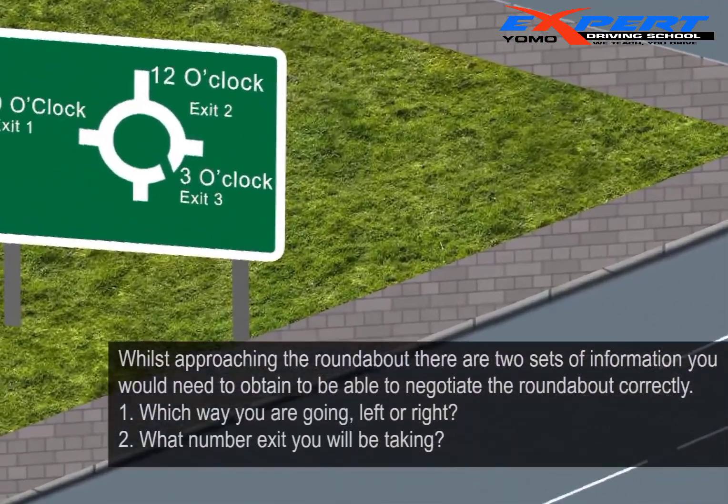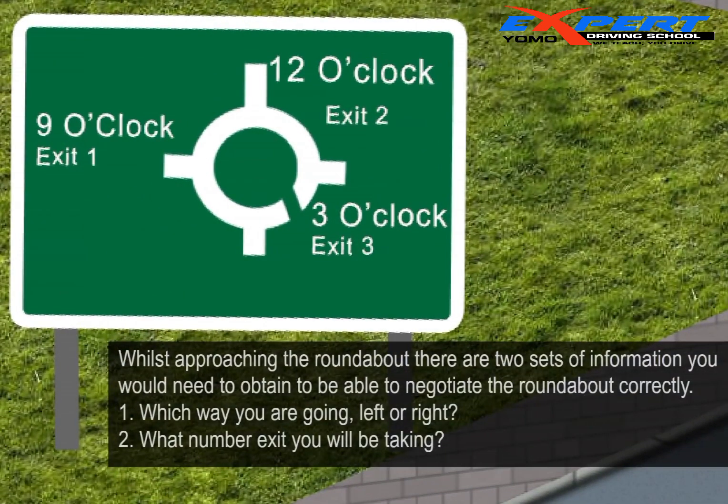Whilst approaching the roundabout, there are two sets of information you would need to obtain to be able to negotiate the roundabout correctly. 1. Which way you are going, left or right. 2. What number exit you will be taking.